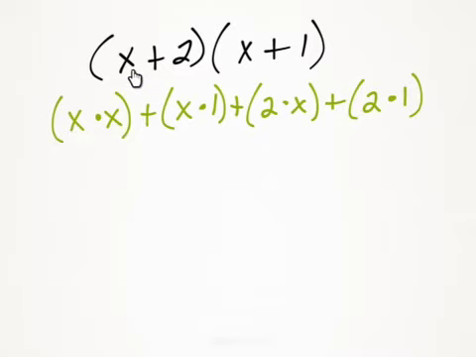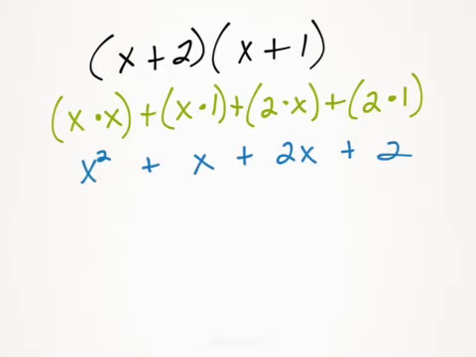This x refers to this x, this one there, this x goes here, this 1 is here, 2 is there, x is here, 2 is there, and 1 is here. Typically if I use the FOIL method, I don't write it out this extended. I'll show you an abbreviated version here in just a moment.